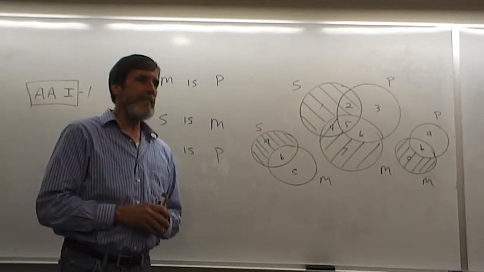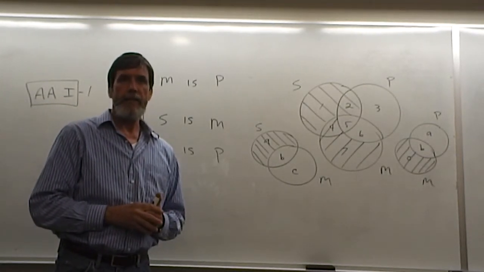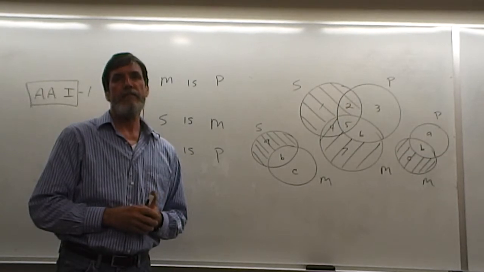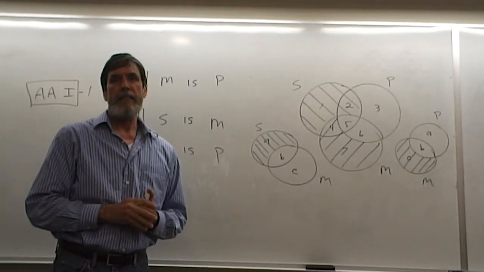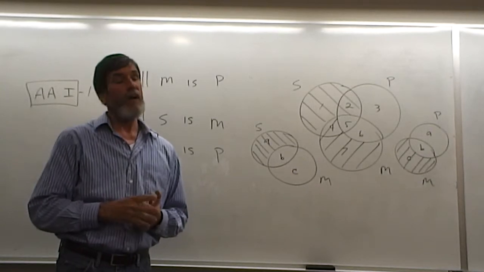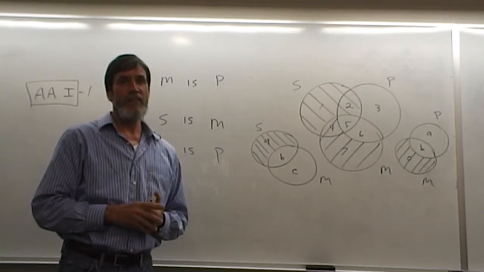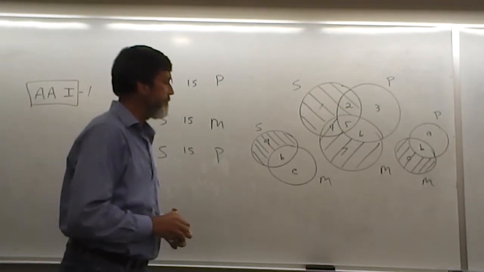Well, this is a fallacy that we're going to learn a little bit later. It's called the existential fallacy. So, yeah, that can be determined on sight. We're not quite there yet. That's good.